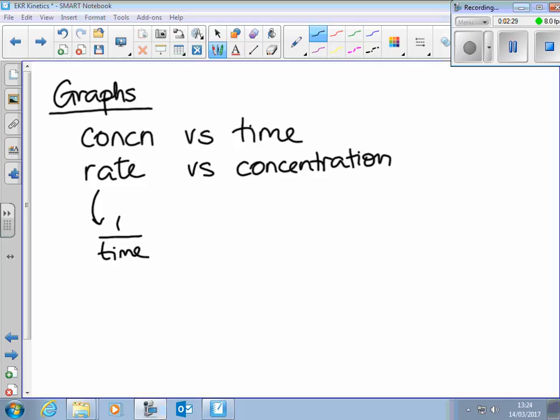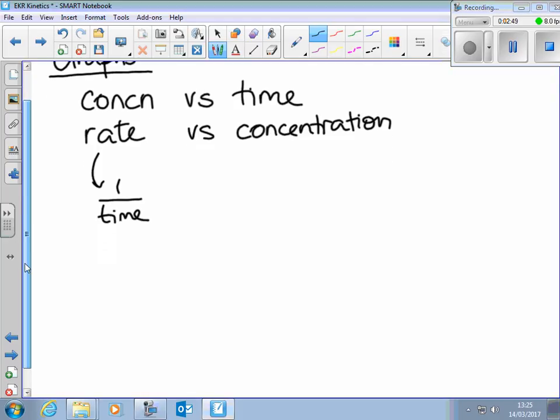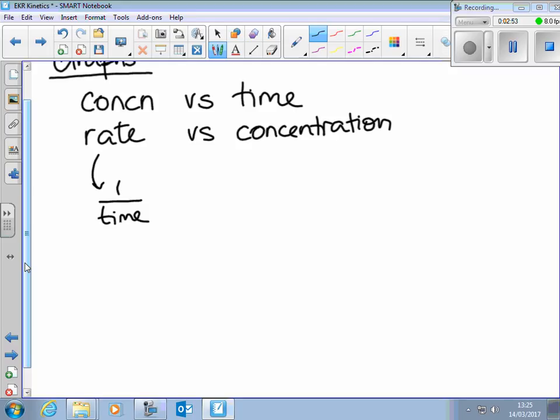You could leave it, and if you leave the reaction running, you'll find that it produces more and more sulfur anyway, but we just use that as our estimate. So this idea of 1 over time is 1 over the time it takes to reach an identifiable point in the reaction, in this case. So you've got these different sorts of graph then. Concentration against time, concentration on the y, time on the x. Rate against concentration, rate on the y, concentration on the x.